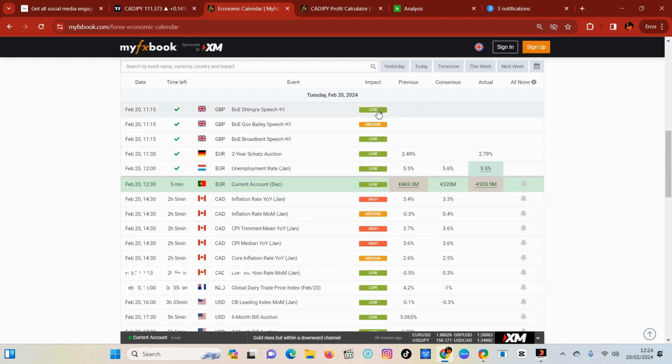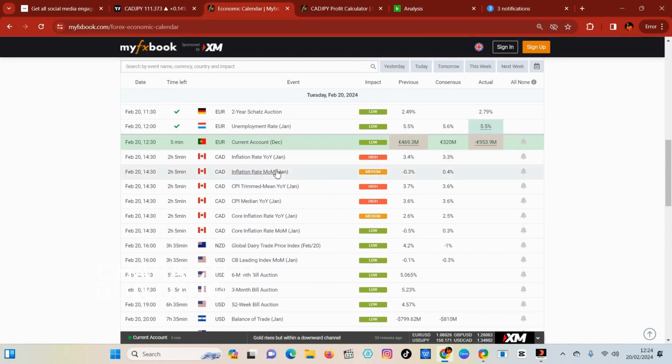When you open MyForexBook, all the ones showing low or medium don't have high impact. The ones that have high impact are the ones showing high. So we have like four news items coming up, but the one that is really more effective for me is CPI. CPI news is coming up in 2 hours 40 minutes.